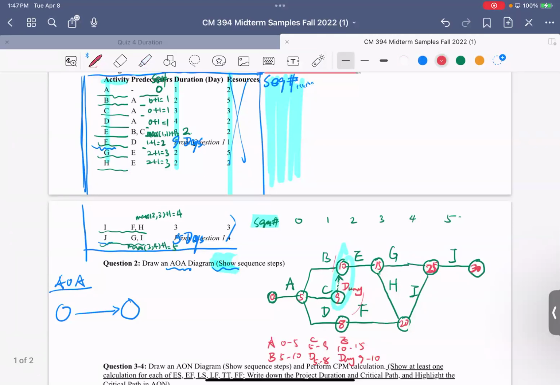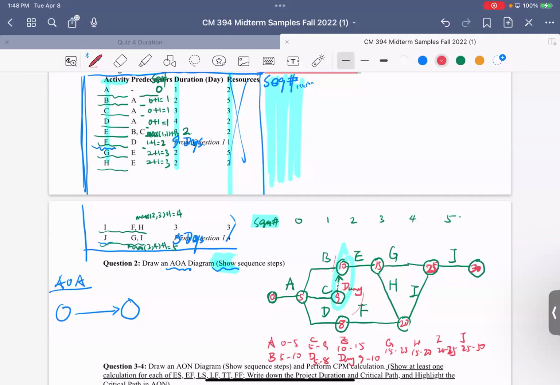And then you have G is 15 to 25. You have H is 15 to 20. You have I is 20 to 25, and you have J is 25 to 30. So all the activities are different, and all the left side numbers are smaller than the right side. This is the probable check, I did not check it yet.